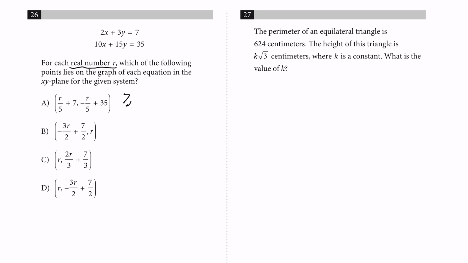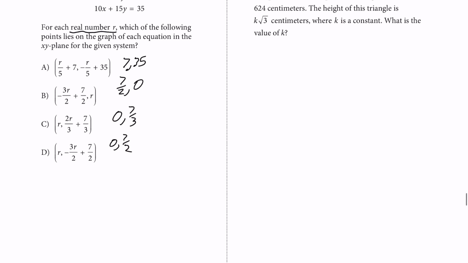So this becomes 7, 35. This becomes 7 over 2, 0. This becomes 0, 7 over 3. And this becomes 0, 7 over 2. Now we're going to plug those in for x and y, and see for which of them the equation is correct. We're just going to pick one of the equations, the top one. So 2 times 7 plus 3 times 35 equals 7. I think we can see that's clearly not correct, so it's not A.